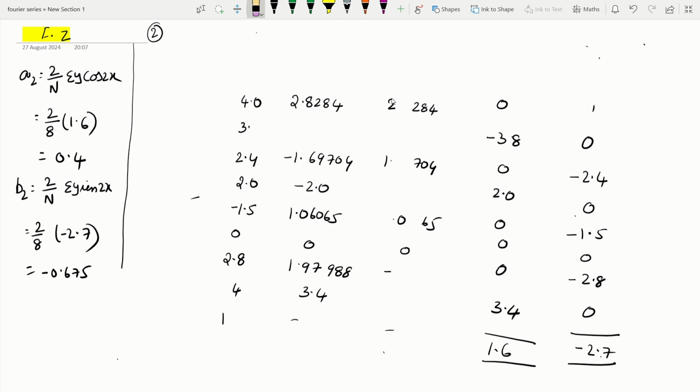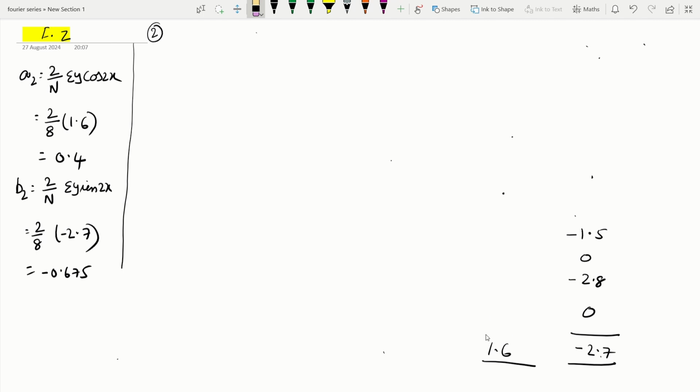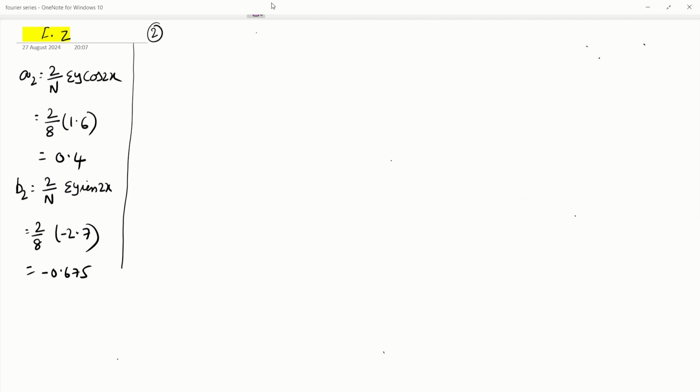We know that up to first harmonic means y is equal to a naught by 2 plus a1 cos x plus b1 sin x. Whenever you are practicing the problem, try to write the formula again and again. Then your hand will remember the formula. That much practice, because too many formulas are there in Fourier series and Fourier transforms. In the remaining problems, if you are good in integration and differentiation, you can do it. But this harmonic analysis does not require any derivatives or integration. It is only the usage of the calculator.